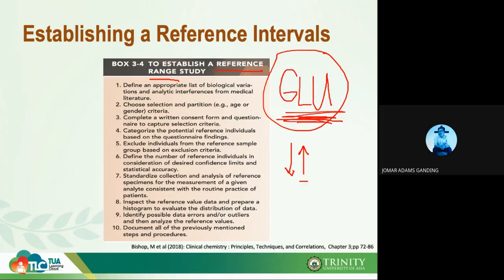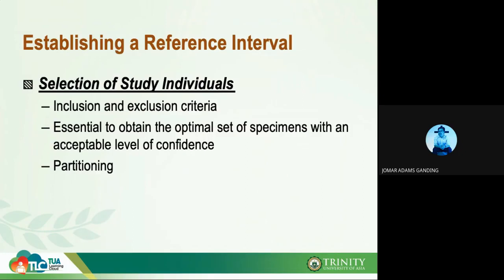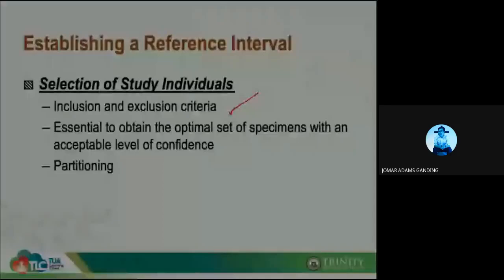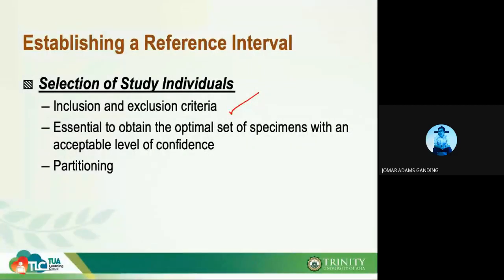So what do we mean by selection and partition? We are now talking about the selection of study individuals. The important thing to remember here is to establish your own inclusion and exclusion criteria. It's similar to creating a research study. You only need to include patients. What are your inclusion criteria? Why would they be included? And you also have the exclusion criteria.